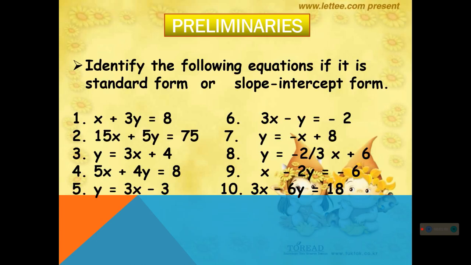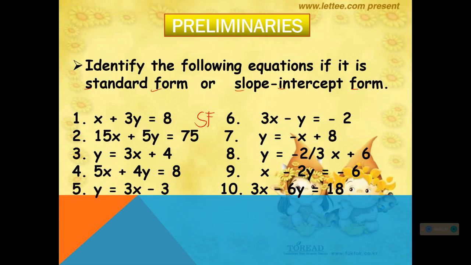Okay? So for the start of our discussion, let us identify the following equations if it is standard form or slope-intercept form. Okay? So for number 1, let us have x plus 3y equals 8. So, do you think it is written in the standard form or the slope-intercept form? Yes, it is written in the standard form. Okay. So, let us just use SF for the standard form and SIF for slope-intercept form.